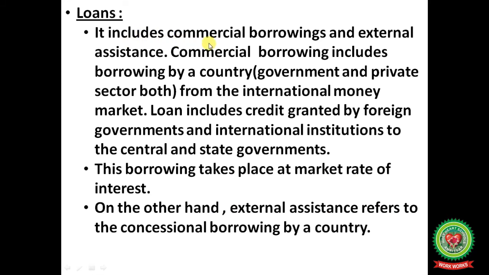Loans. It includes commercial borrowings and external assistance. Commercial borrowings include borrowing by a country, that is government and the private sector both, from the international money market, like the IMF or World Bank. Loan includes credit granted by foreign governments and international institutions to the central and state governments. This borrowing takes place at the market rate of interest. On the other hand, external assistance refers to concessional borrowing by a country.